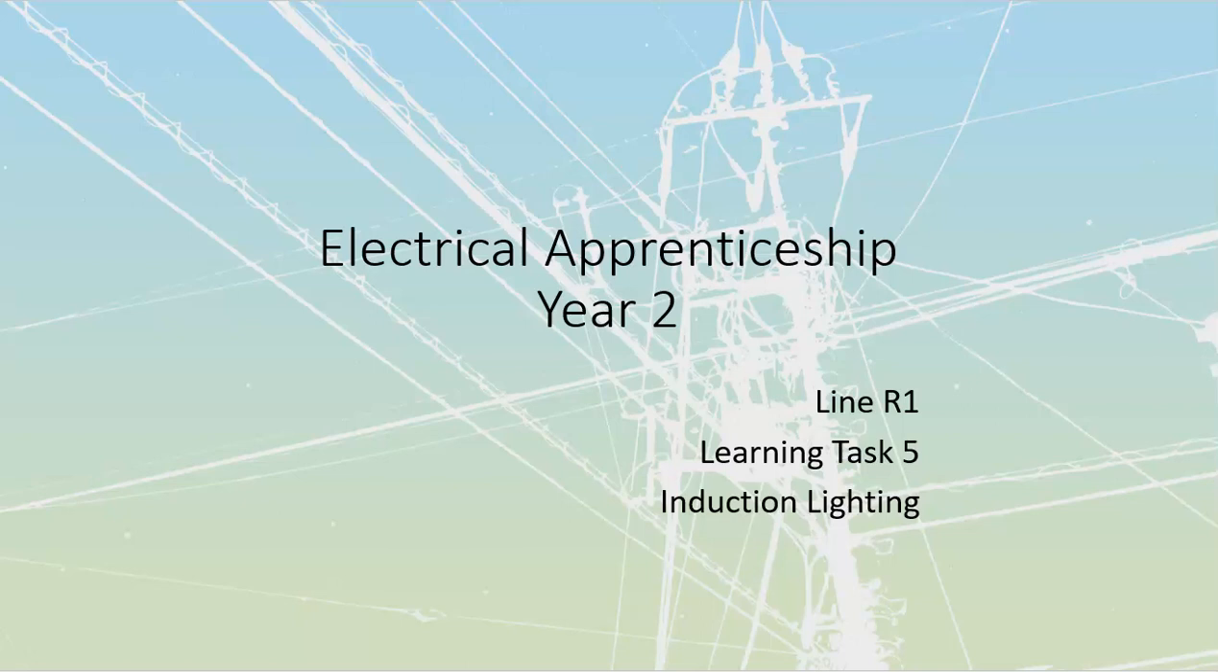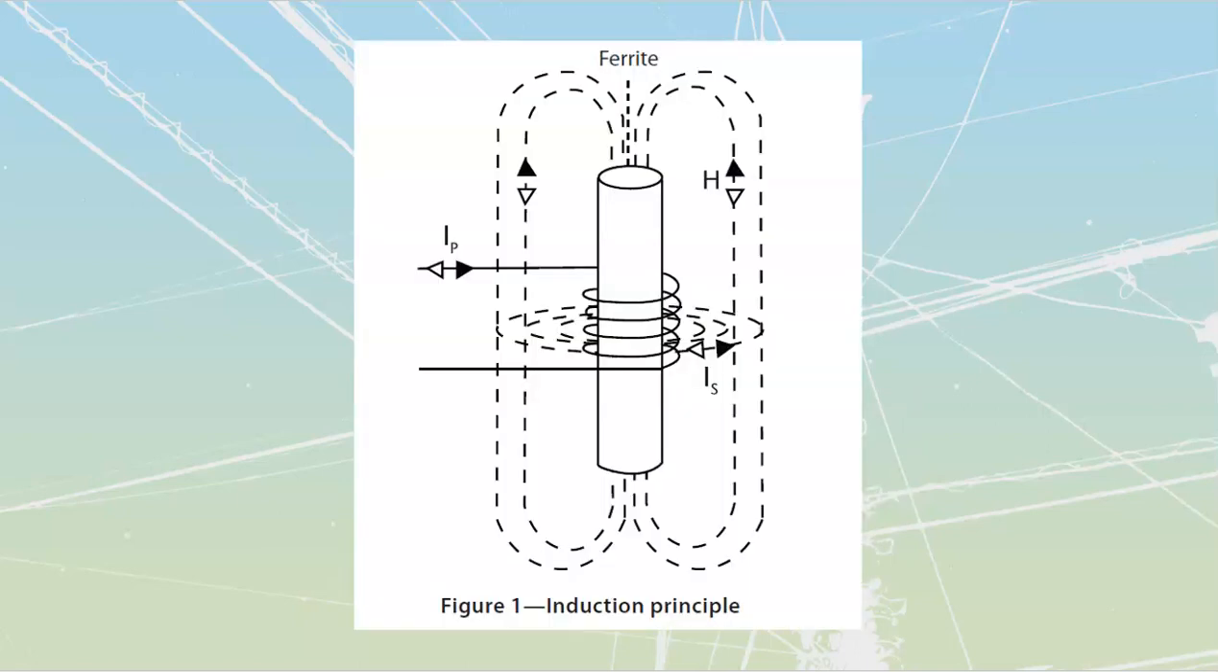Okay, line R1, we're taking a look at learning task 5, where we are going to go through induction lighting. Induction lighting is a newer technology in all of our lighting technologies that are out there. The concept has been around since the 1800s, but it was not feasible for a long time until, really early 2000s is where we start to see it gain a little bit of a mainstream foothold. That being said, in a lot of ways, it has been surpassed.